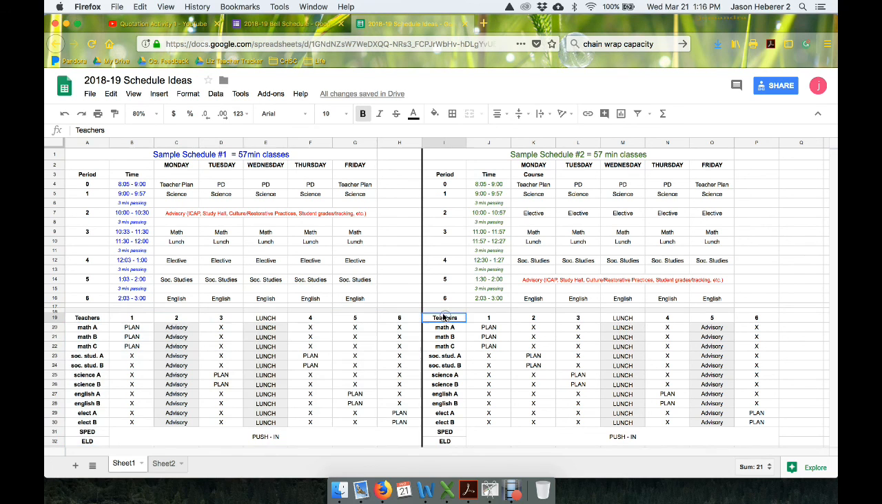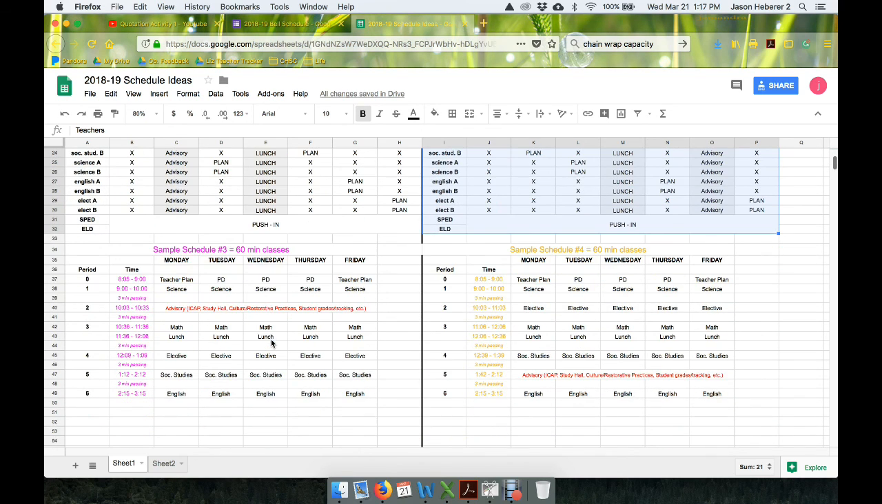So over here, I'll highlight it in blue. This is the same type of thing. This just represents sample schedule number 2, where advisory shifts from second to fifth period. Let's go down to sample schedule 3 in pink. It's going to look a lot like sample schedule 1 in blue. A lot like it in that advisory is the second period of the day. We don't have math first period. We don't have electives last period.